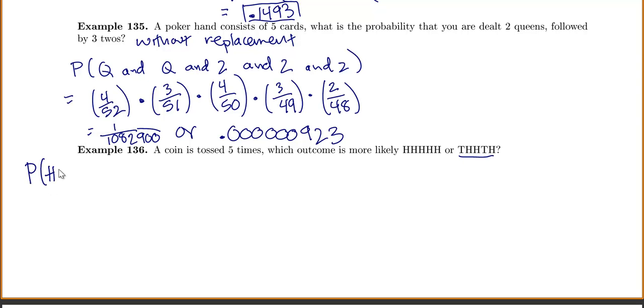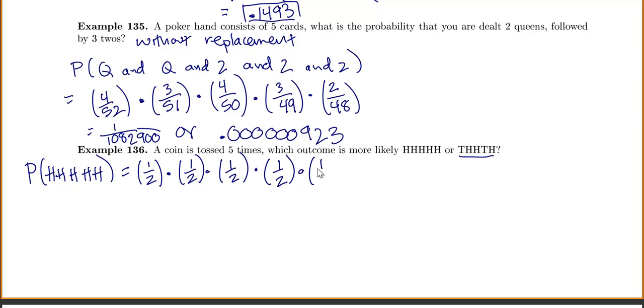So if I want the probability of head, head, head, head, head, those are ands in there, so we're going to multiply. So the probability of heads is 1/2. The probability of the next head is 1/2. The next head is 1/2, the next head is 1/2, and the next head is 1/2. Notice that even if I was getting head, head, head, head, head, the probability of getting my next head is always 1/2 because coin flips are independent. They don't affect each other. So this is 1 out of 32.